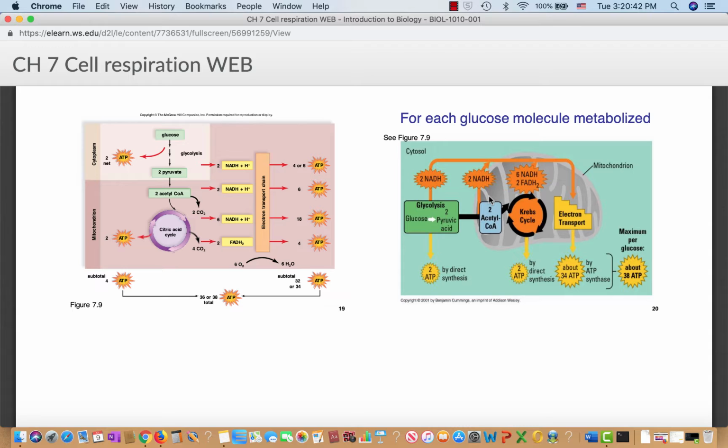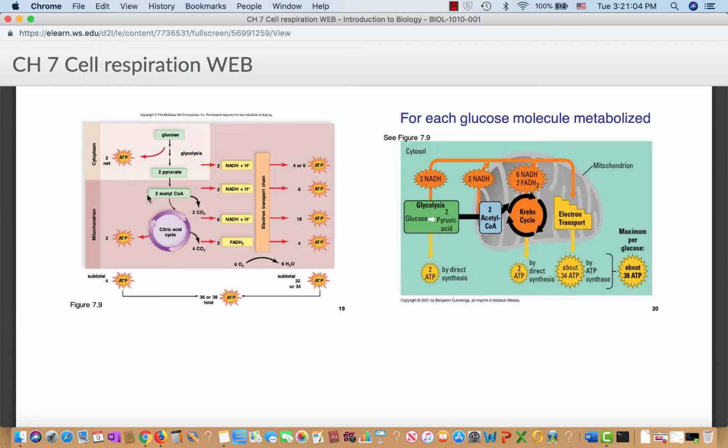This figure on the right is the one that makes the most sense to me. If you can keep this straight, you know what's happening where and what moves from place to place. This one image right here, if you can understand and explain it, that is everything you need to know for the exam from this chapter.